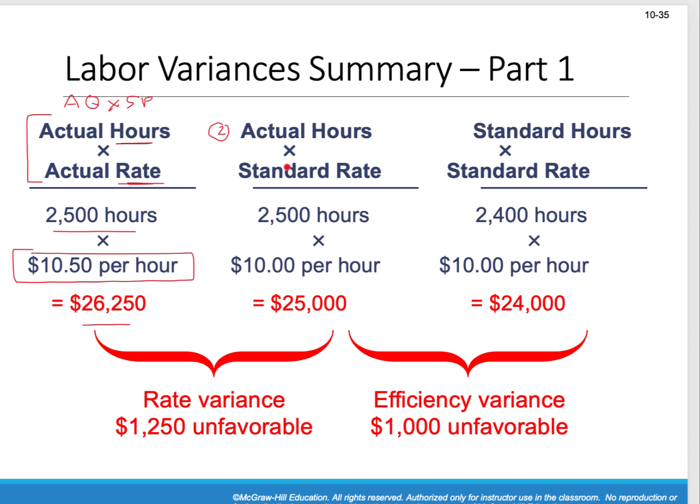Actual hours at the standard rate. Again, this is the same thing we did in the last video. We're using the actual quantity times the standard price. I'm sorry, that should be actual quantity at actual price and actual quantity at standard price. Okay, we're using different names. Instead of saying the actual quantity of material bought, the actual hours we incurred. Same thing, just different name.